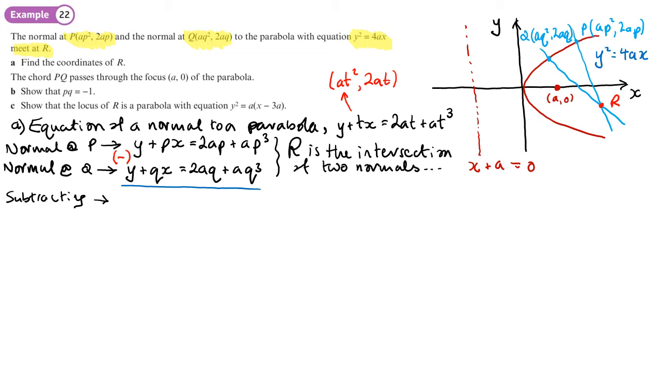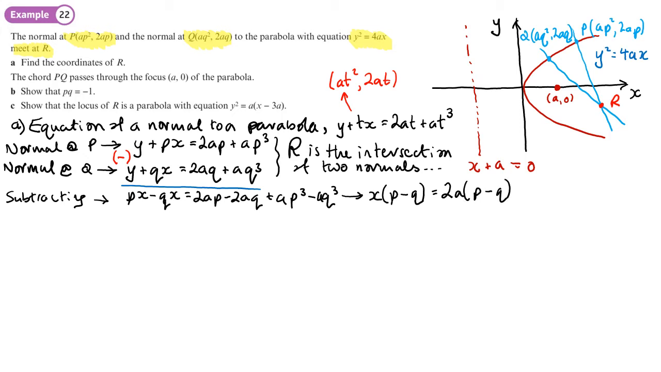So y minus y is nothing. Then we'll have px minus qx equals 2ap minus 2aq plus ap cubed minus aq cubed. Now straight away I can see that I can factorize, because I want to find out what the x coordinate is. So I've got x and then p minus q. Then on the other side I can factorize 2a and p minus q, and I can also factorize a and p cubed minus q cubed.